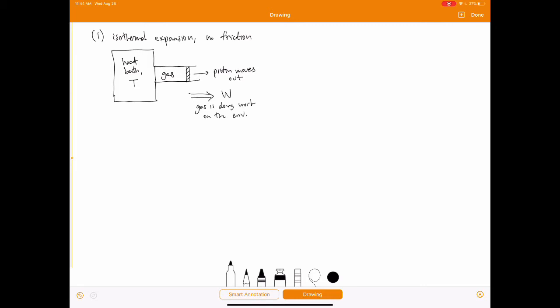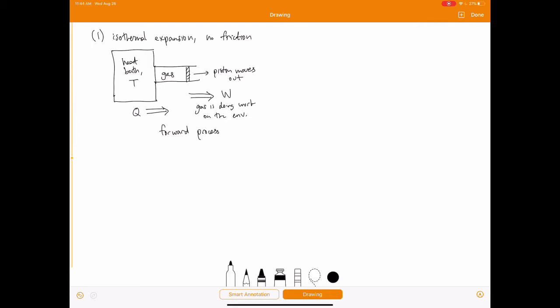And also, there's some heat flow going on. There's heat flowing into the gas from the heat bath. So Q is going to be going from the heat bath to the gas. That's how you should be picturing an isothermal expansion. So heat flows into the gas from a really large system, and then the gas does some work on the environment. And what we will call this is the forward process.